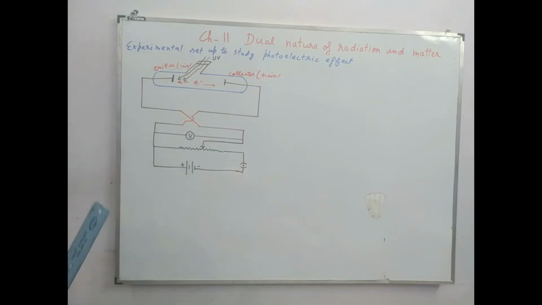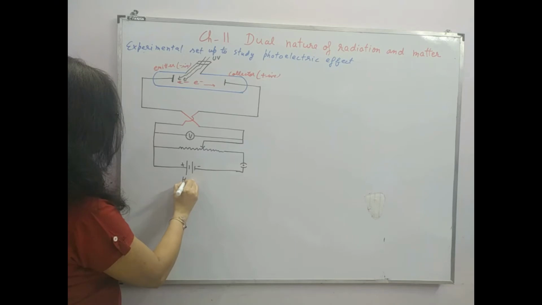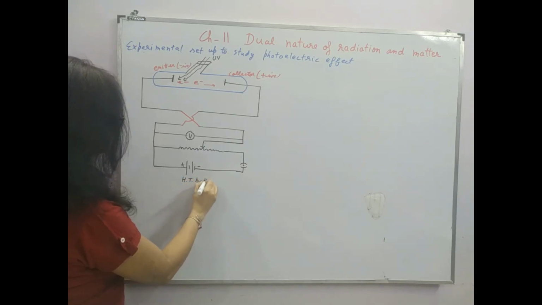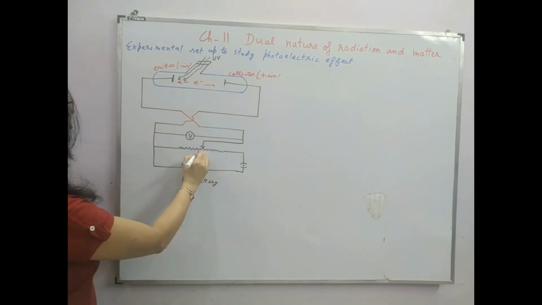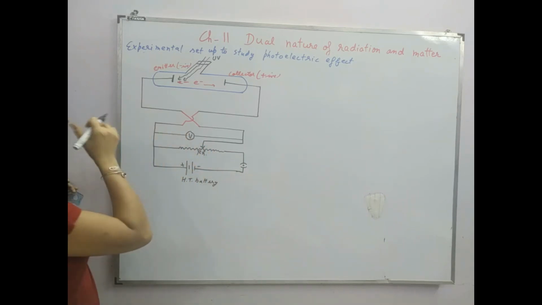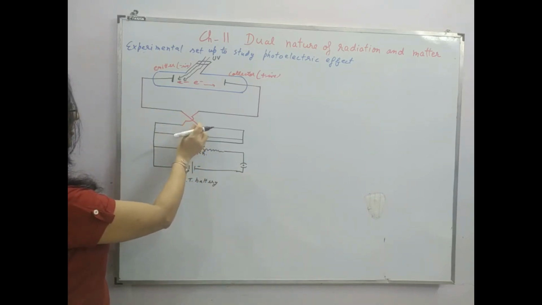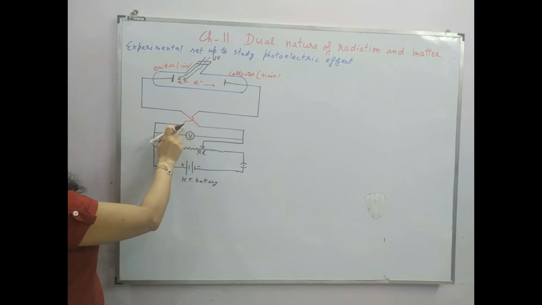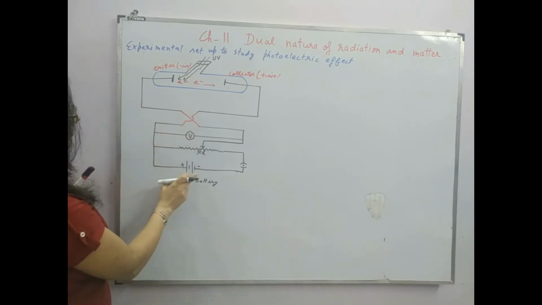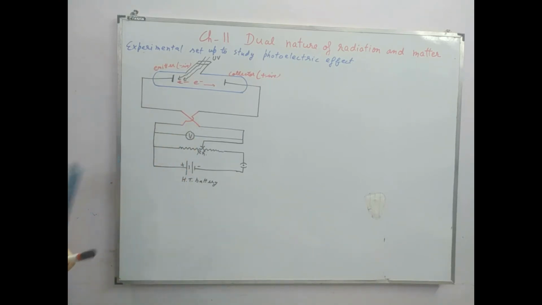This is the setup, where this is the high tension battery. This is the rheostat. This is the voltmeter, and these keys, these ends, if these are interchanged, suppose this is connected here and this is connected here, then the polarity of the battery can be reversed.